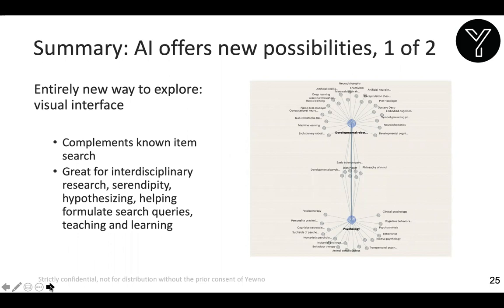It can also be used to hypothesize. As humans, we all have intuition. So you might have an intuition that two concepts are connected, but you actually don't have any literature to support that. So what you can do is use the knowledge graph to put in different connections. Here you can see in the picture on the right, we've got developmental robotics and psychology. And the knowledge graph has visualized for us the things that connect those two. So two different domains of information that do indeed have connections. And using this approach, because it gives you so much richness in terms of connections, it can help formulate search queries, and it's great for teaching and learning.